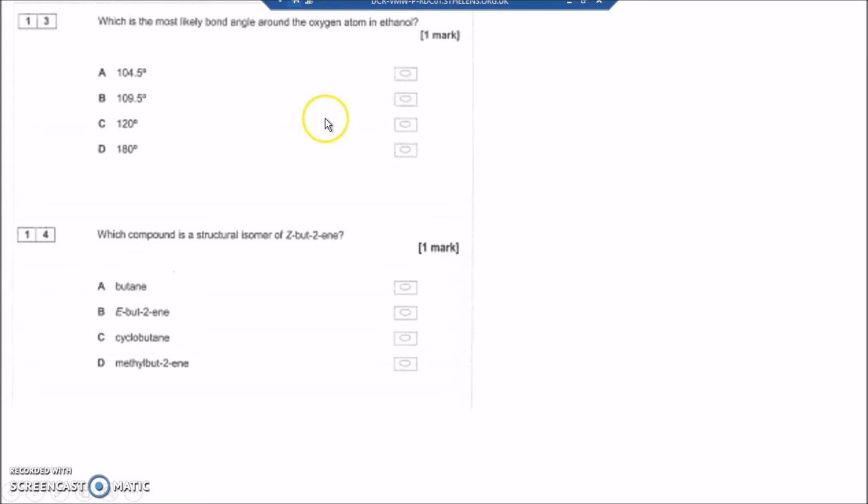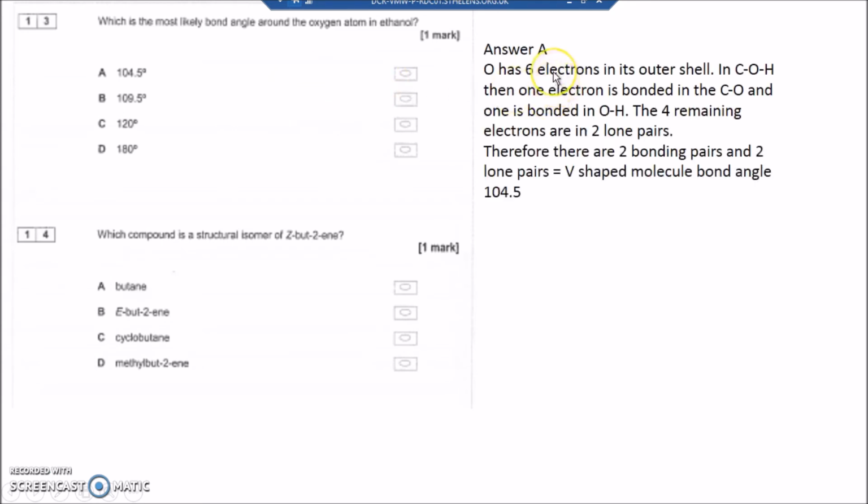It's going to have 2 lone pairs. So if it's got 6 in its outer shell, it's going to have one of its electrons in the shared pair with the carbon, one of its electrons in the shared pair with the hydrogen, and it's going to have 4 left. 1, 2, 3, 4. It's going to have 2 lone pairs. So it's got 2 bonded pairs and 2 lone pairs. The way you work that out is 4 bonding pairs has got a bond angle of 109.5 and is tetrahedral.